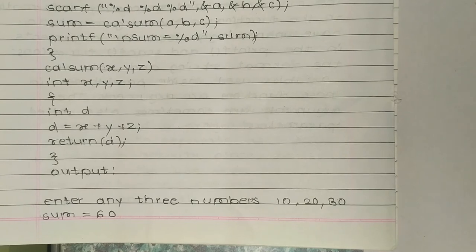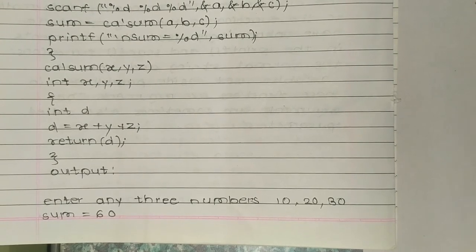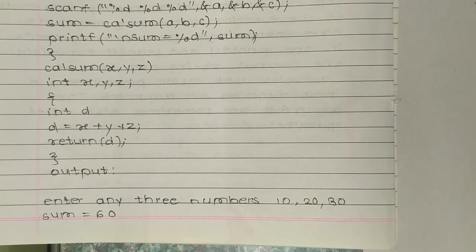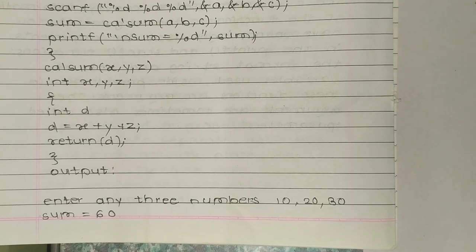Now the output of this program is: Enter any three numbers, 10 20 30. So here we are entering three numbers and the sum is 60. This is basically the usage of functions. This program is about the usage of functions and how this calsum function is used inside the sum part.